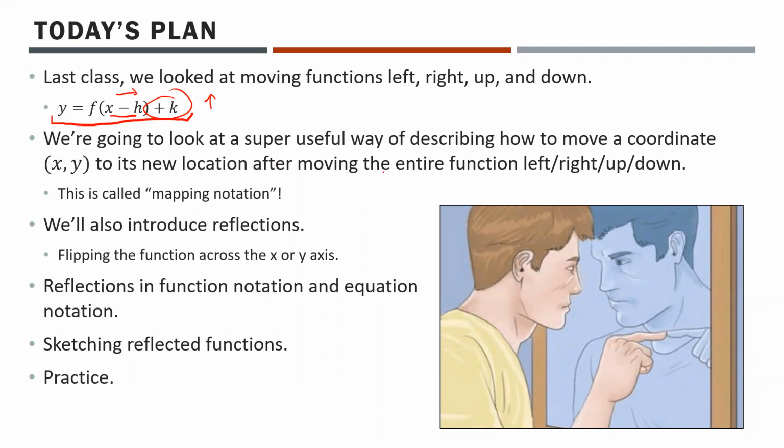a super useful way of describing how to move a coordinate, so in other words, an x and a y, to its new location after moving the entire function left, right, up, and down. So in other words, in plain English, we're going to learn how to basically move one coordinate at a time given some sort of transformation. This method we're going to learn today is called mapping notation. Super useful stuff. Also, in the second half of class today, we'll introduce reflections.